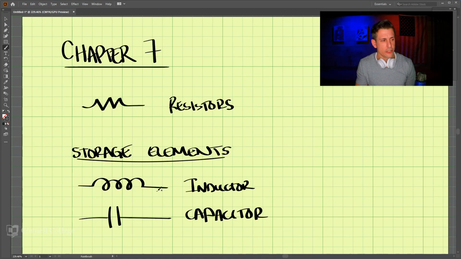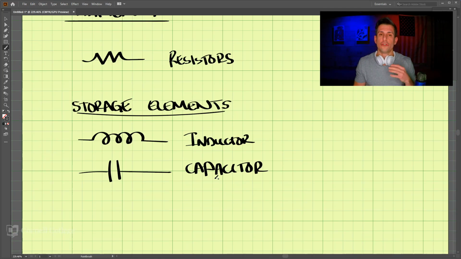These are storage elements. The inductor stores energy. It stores it in a magnetic field, and the capacitor stores it in an electric field. So an electric field, a magnetic field here.